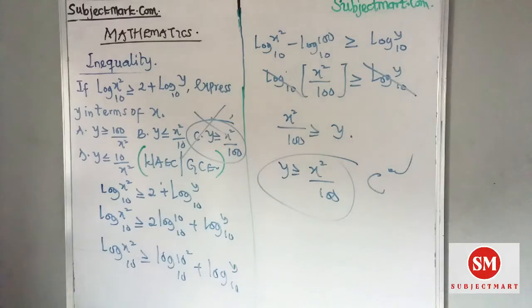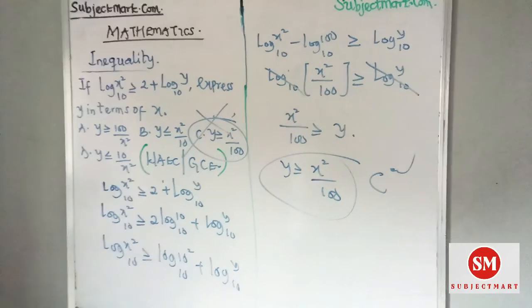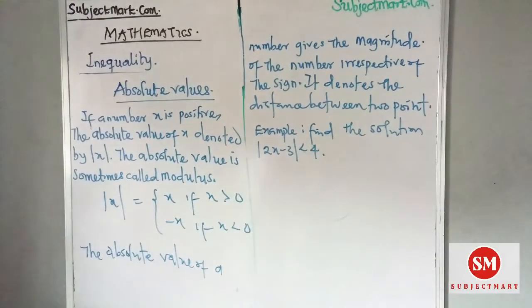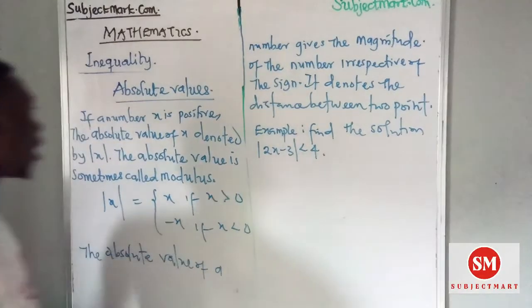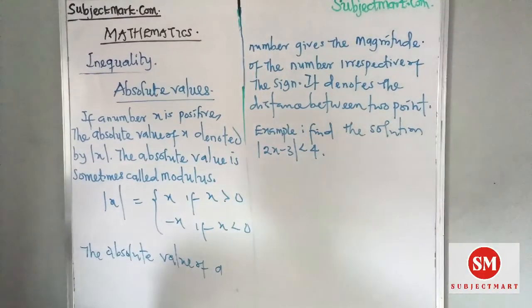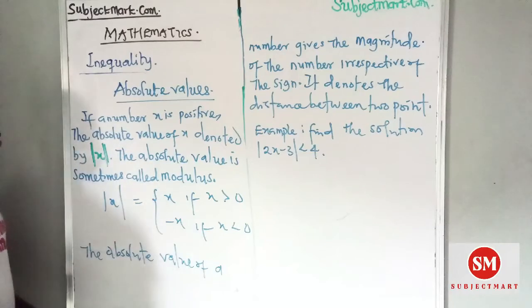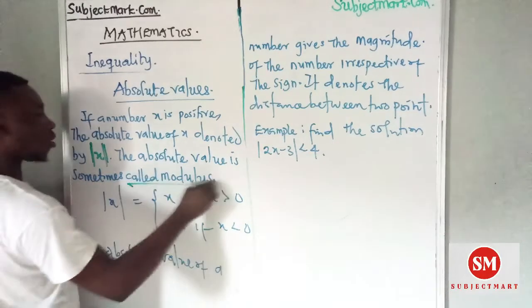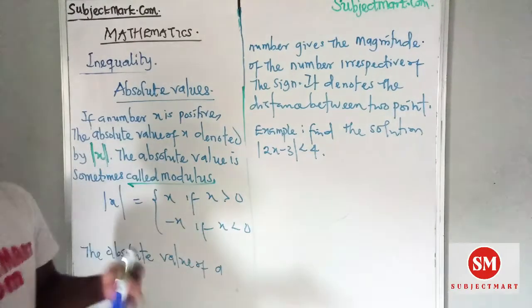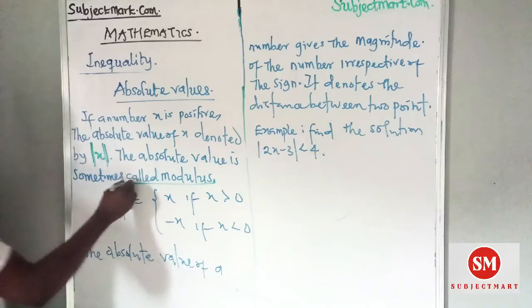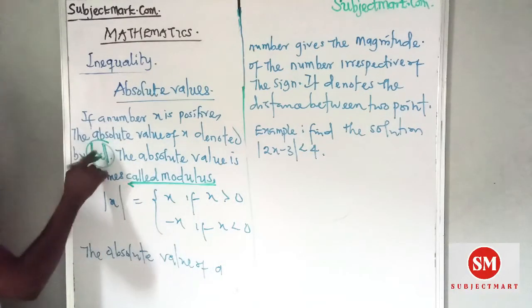So this inequality is just like your normal equation, except that it has the signs of inequality, which are greater than, less than, greater than or equal to, less than or equal to. With this, it takes us directly to what we call absolute value. If a number is x, the absolute value of x is denoted by this. You can also call it the modulus. When you get to higher institution, you use it under complex numbers and so on, and you call it your modulus. But at this level, we refer to it as the absolute value.